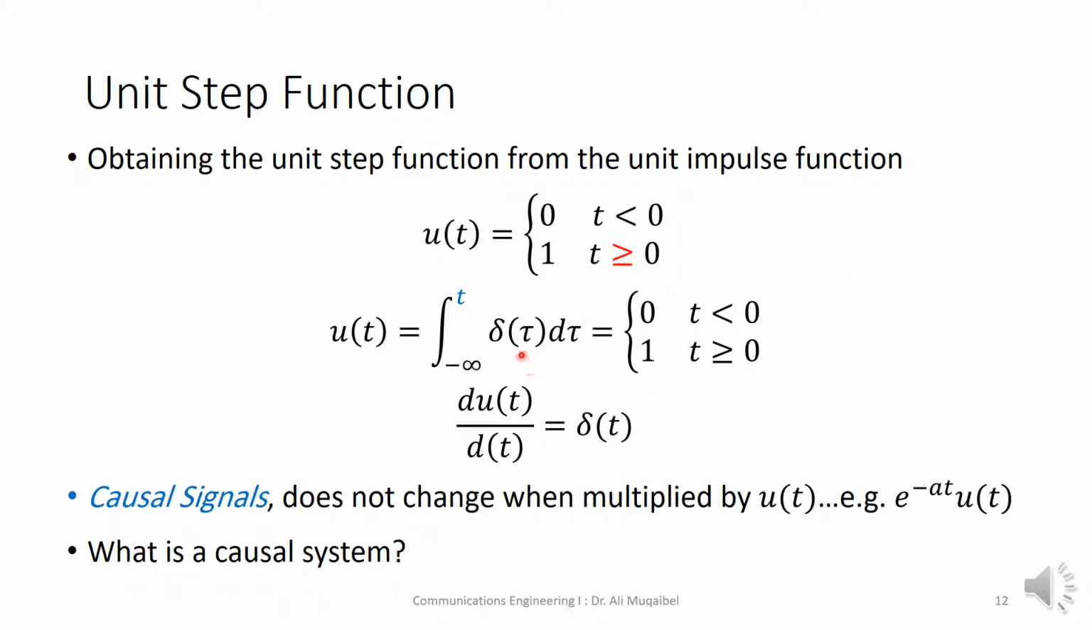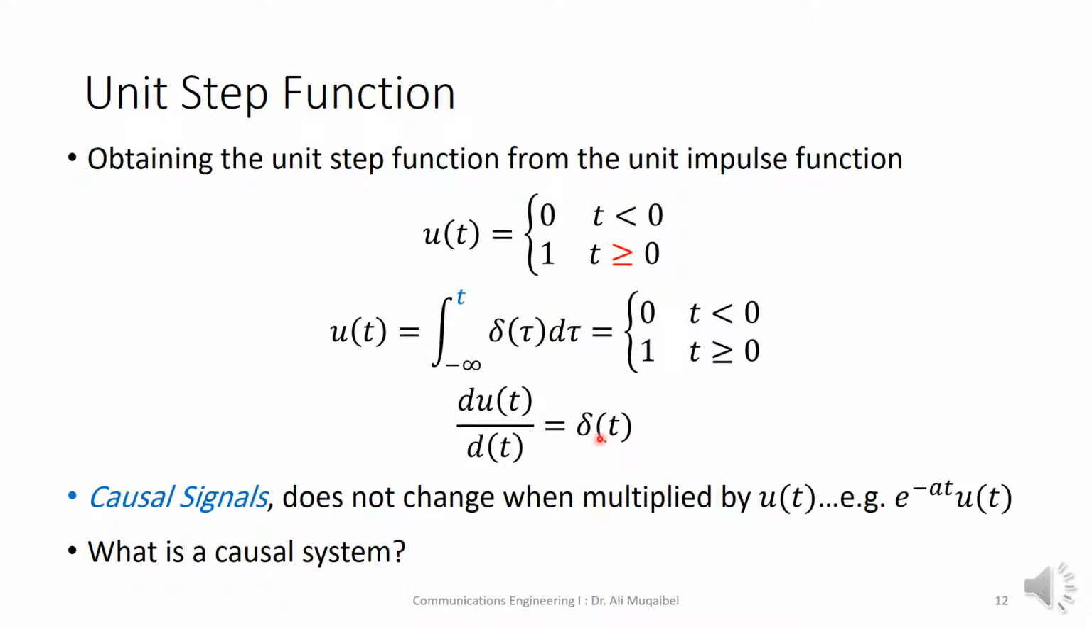Now the relation between the step function and the impulse function: if you integrate from minus infinity to t, not to infinity, because remember that integration to infinity gives you 1, then integration from minus infinity to t gives you the unit step function. And vice versa, the derivative of the unit step function gives you the delta function.